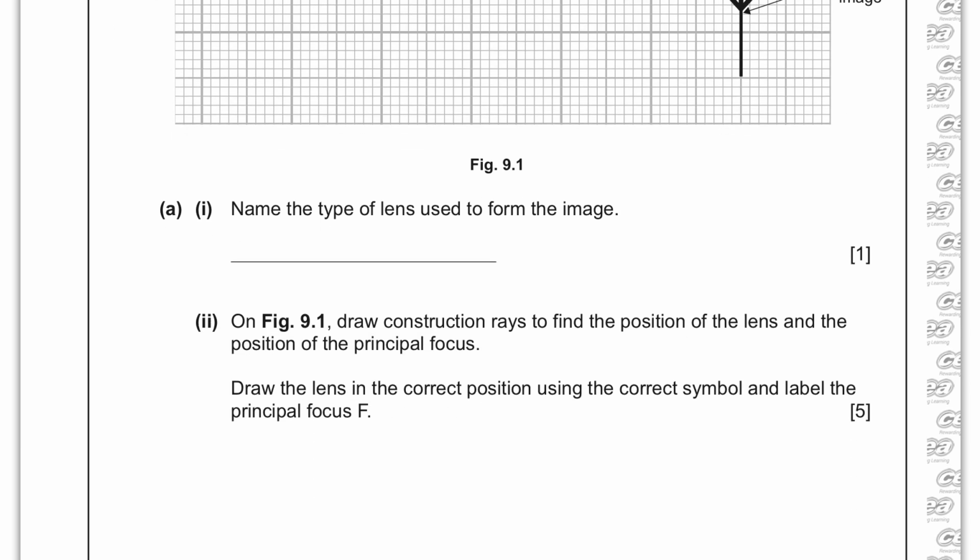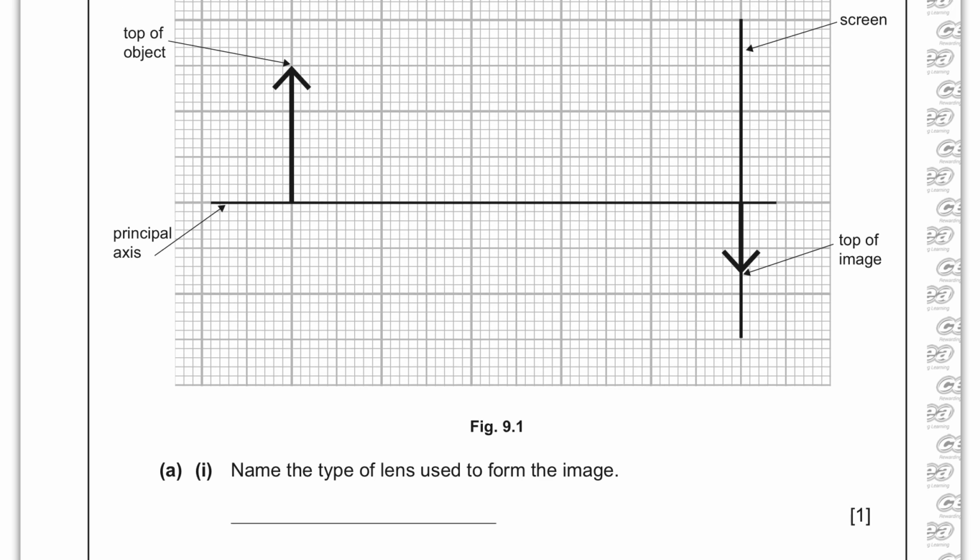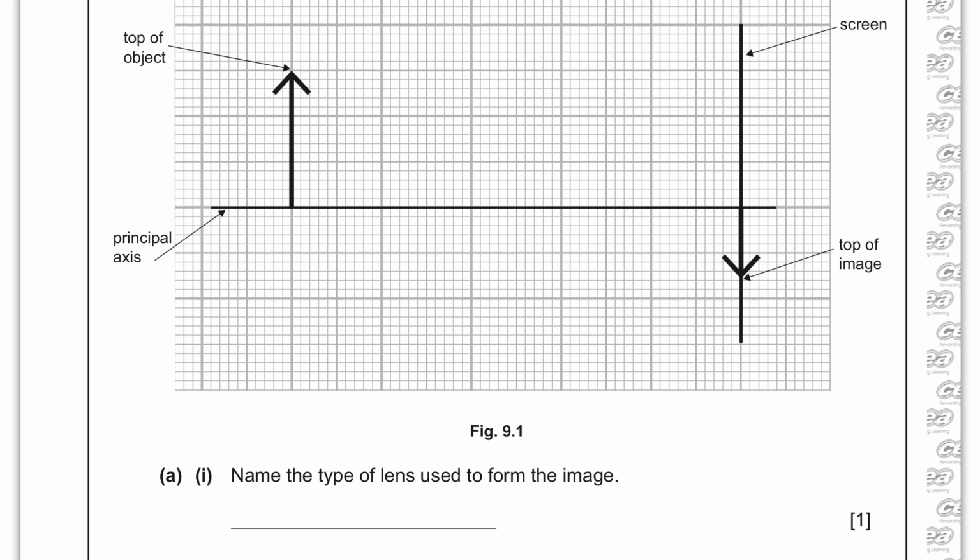On figure 9.1, draw construction rays to find the position of the lens and the position of the principal focus. Draw the lens in the correct position using the correct symbol and label the principal focus F. So this all comes about from the idea that any rays leaving this object must converge to this point.